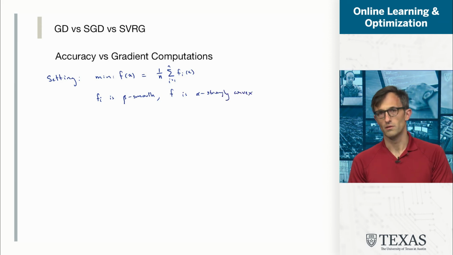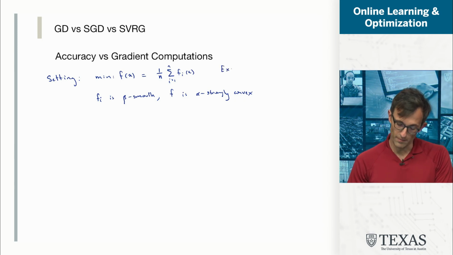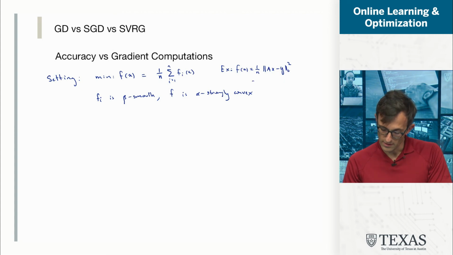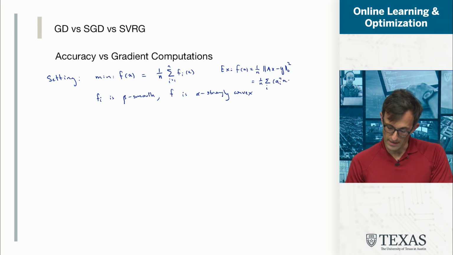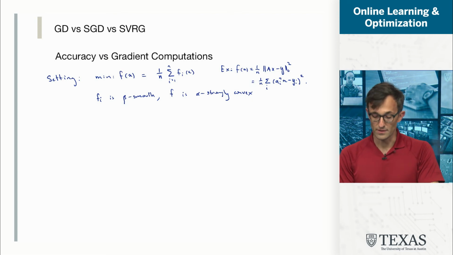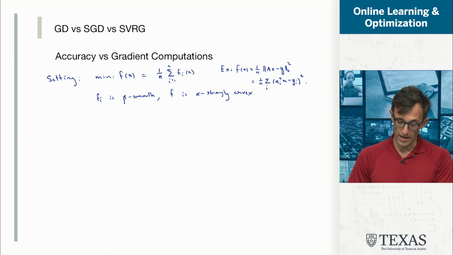So one motivation you can have in mind, a simple example that satisfies these 2 properties, is when f of x is just the loss function for ordinary least squares. So as an example for you to keep in mind, f of x is equal to 1 over n times the norm of Ax minus y, squared, when A has n rows. This is exactly equal to the sum of ai transpose x minus yi, squared. So each fi we can see is just ai transpose x minus yi, squared.